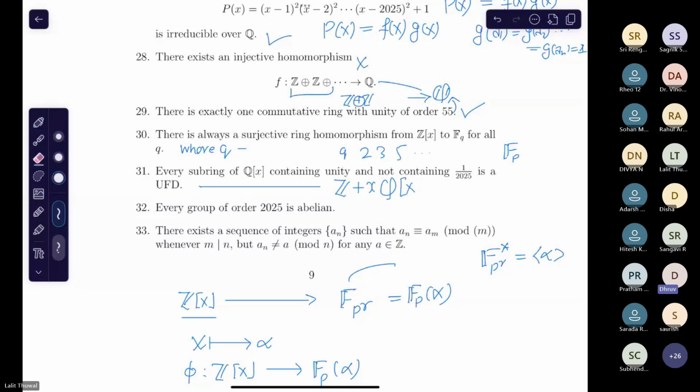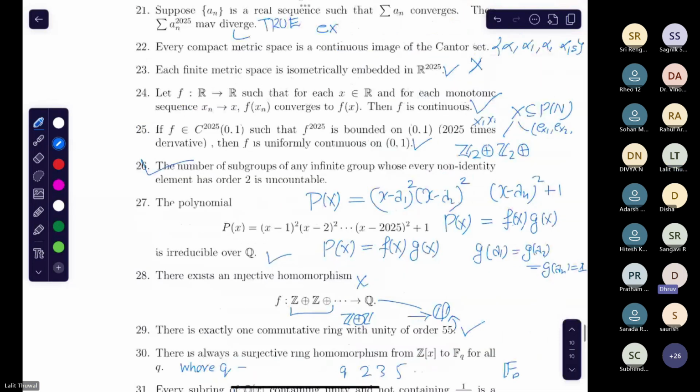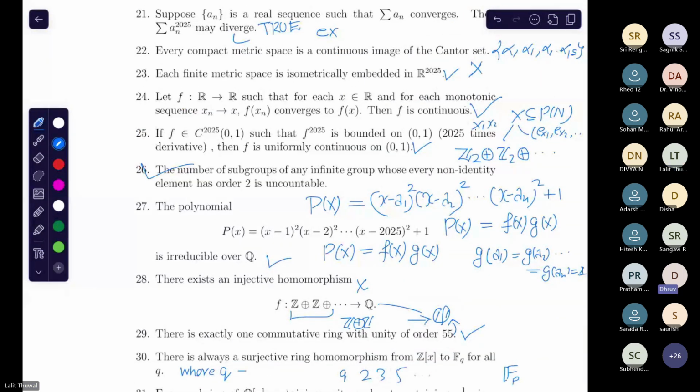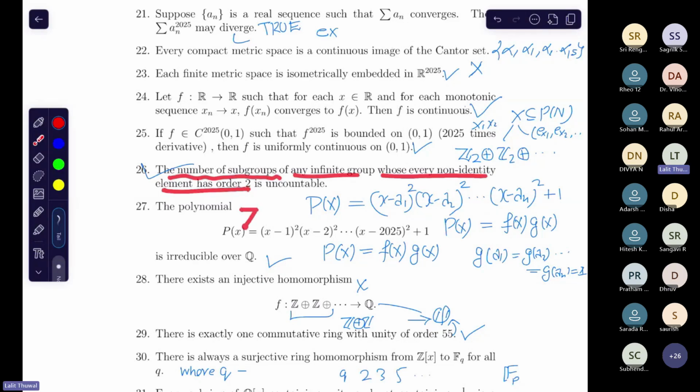So in the earlier one, with the number of infinite, in Z plus, we have an infinite group and we do not have any element of order 2. So then we get the immediate counterexample. What does this say? The number of subgroups of any infinite group with the property whose every non-identity element has order 2. So what counterexample do you have? Z plus, the additive group under integers. But does it satisfy this? Every non-identity element has order 2. No, right? There is no such subgroup, so it is countable.